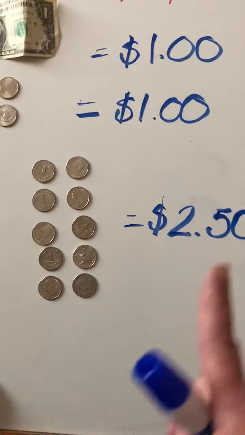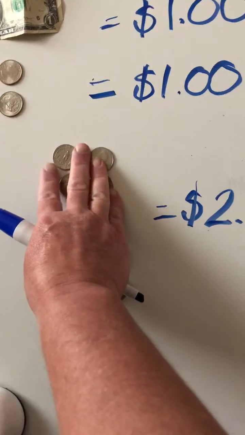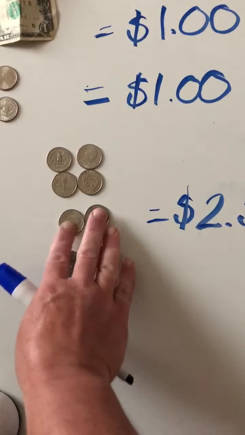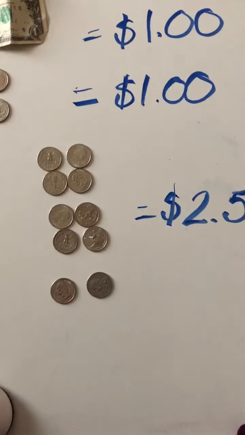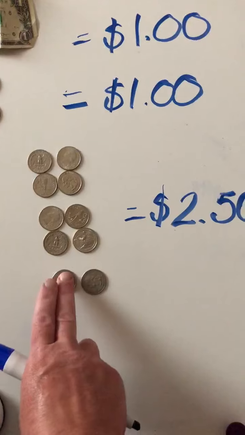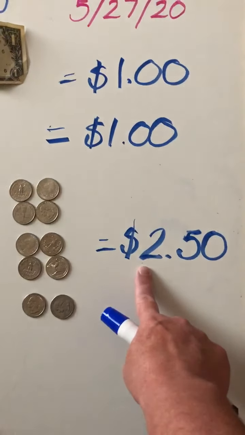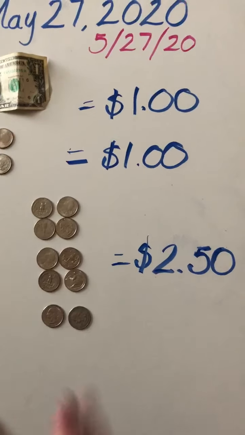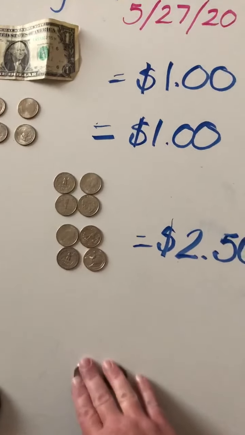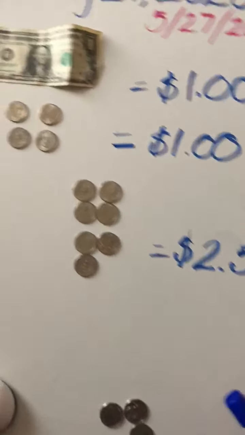And look, here's a quick way to figure that out, guys. How many quarters make a dollar? 4. So there is $1. There's another dollar. Oh, I have $2. And then how much do I have left? 50 cents. Isn't that a fast way to figure that out? $2.50. Okay, I'm going to take away a couple quarters here. Let's do this many.